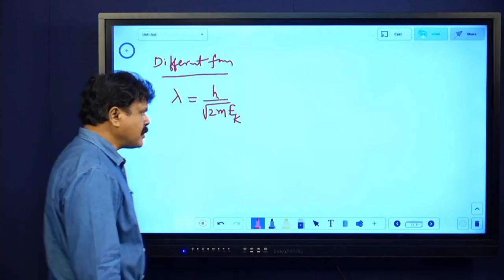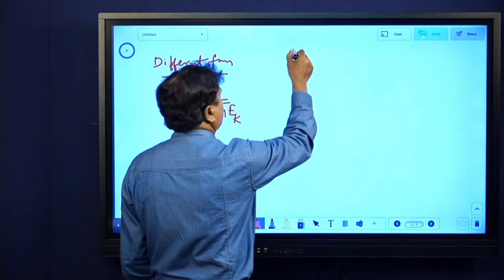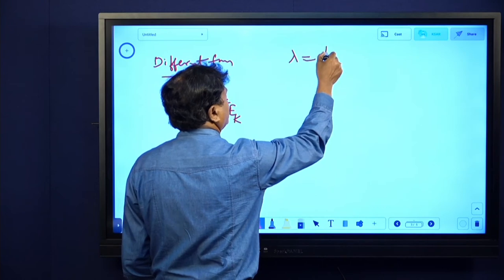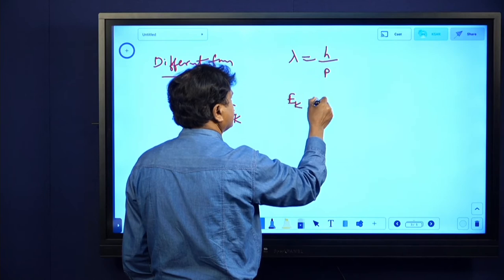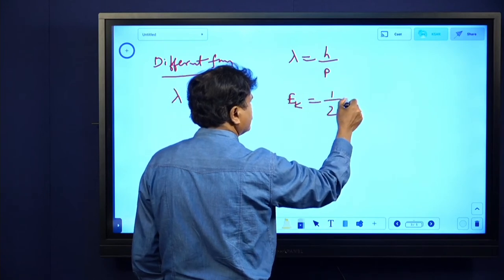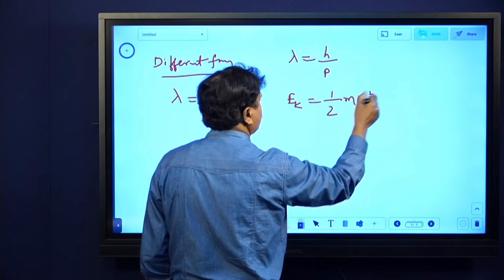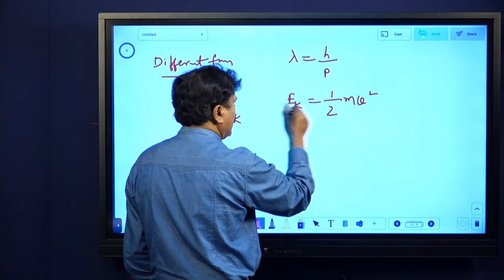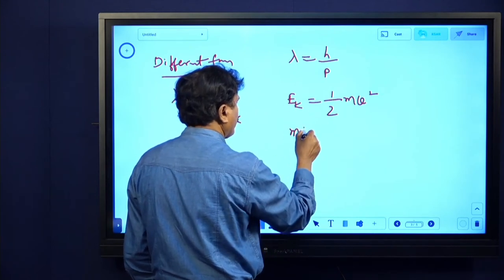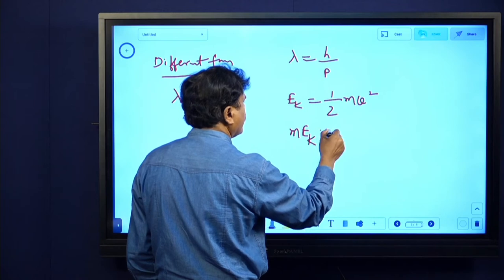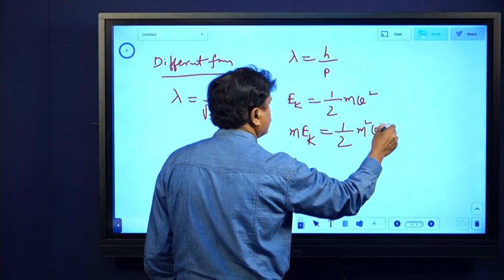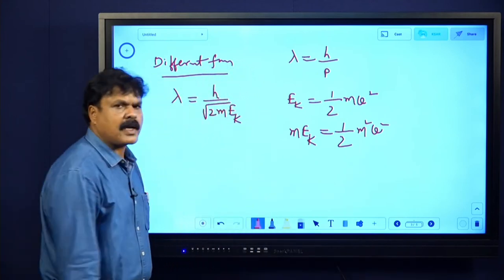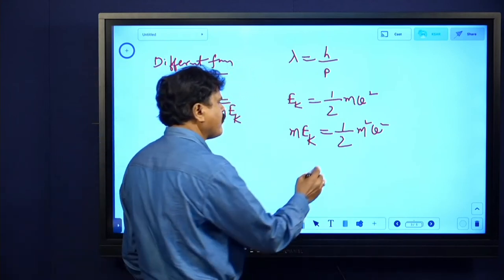How do you get this? I'll show it here. We have already seen lambda equals h by p. Now, kinetic energy Ek is nothing but half mv². This is subject knowledge. If you multiply both sides with m, mEk equals half m²v². Both sides we are multiplying with m, mEk equals half m²v².